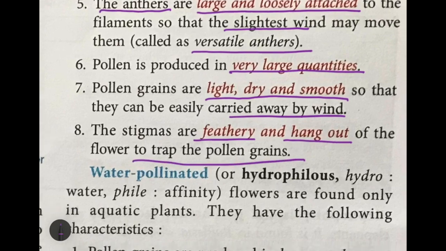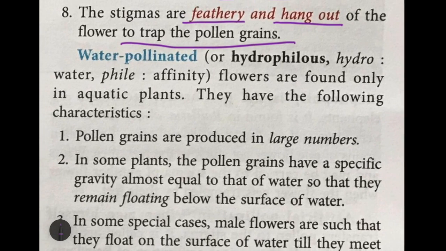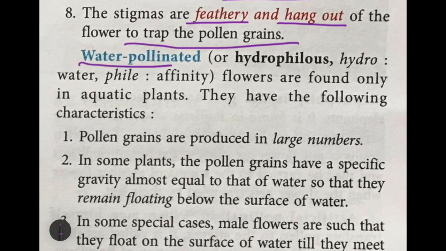Now moving on to water pollinated flowers, which are known as hydrophilous. They are found only in aquatic plants. Since they are pollinated by water, that means the plants must also be living in water. So what are the characteristics? Again, the pollen grains must be produced in very large numbers.